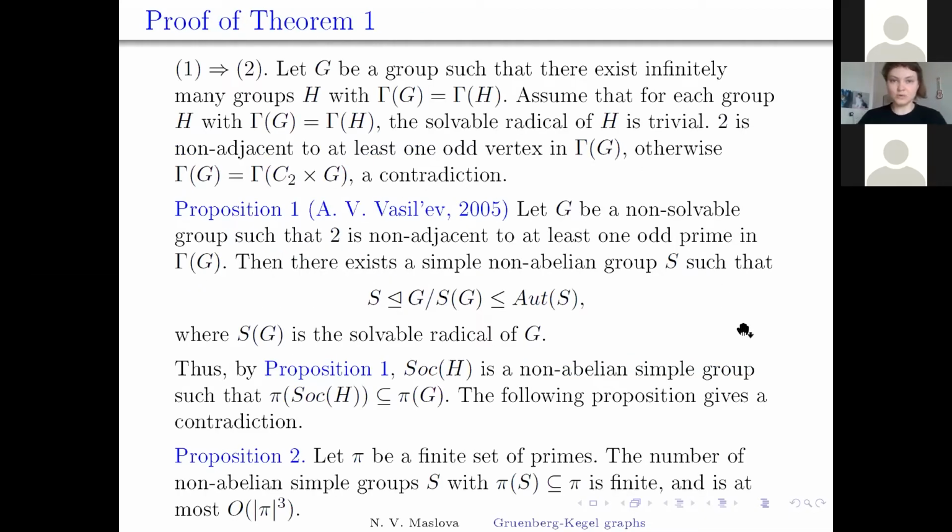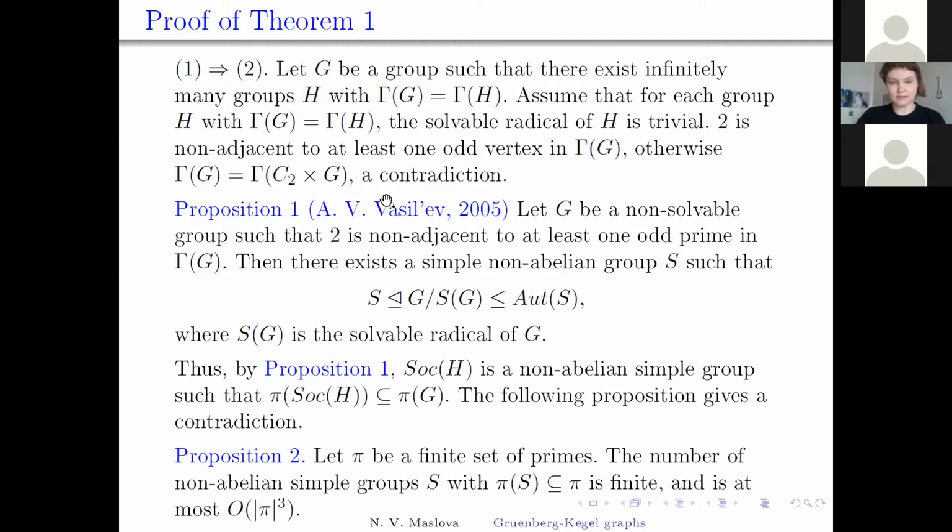Let G be a group such that there exist infinitely many groups H with the same Gruenberg-Kegel graphs as the Gruenberg-Kegel graph of G. And assume that for each such group H, its solvable radical is trivial. Then the number 2 is non-adjacent to at least one odd vertex in the Gruenberg-Kegel graph of G. Otherwise, the Gruenberg-Kegel graph of G coincides with the Gruenberg-Kegel graph of the direct product C2 times G, which is a contradiction.